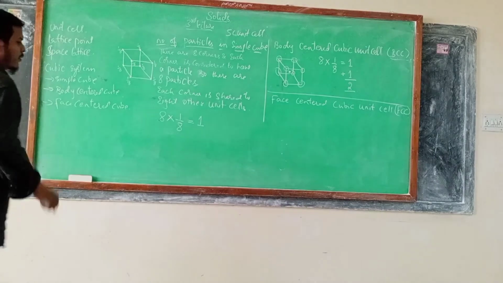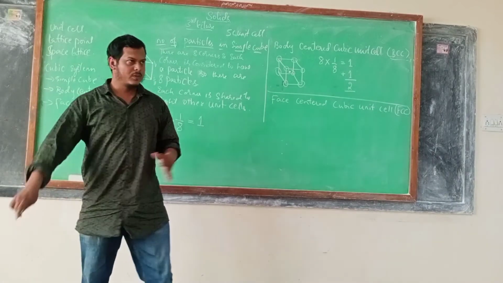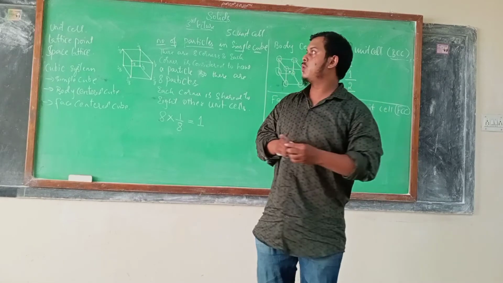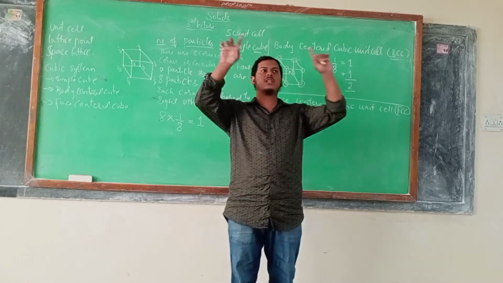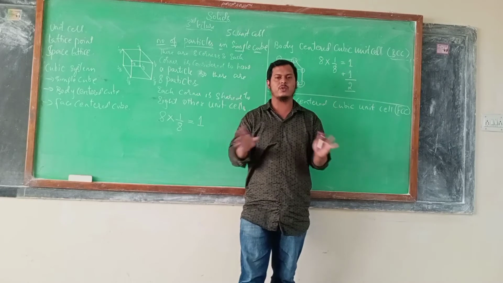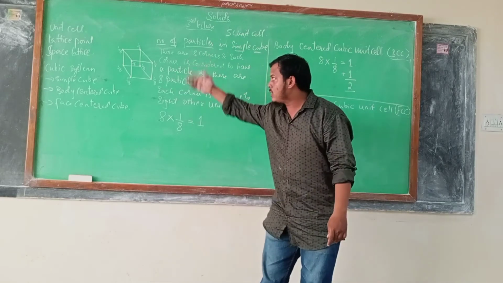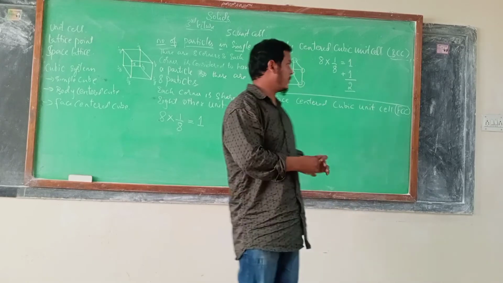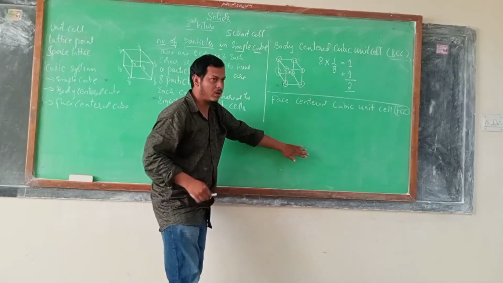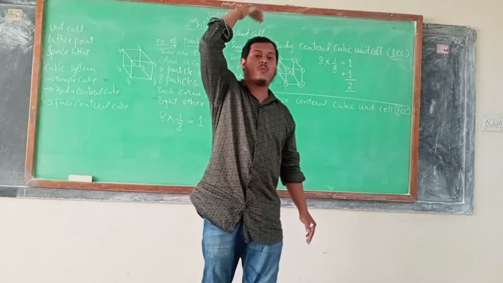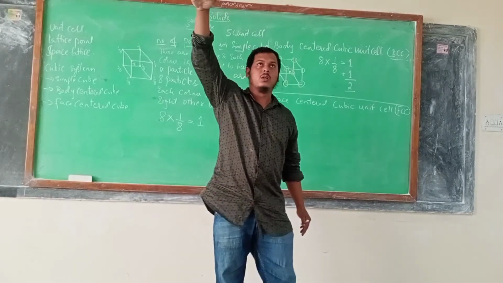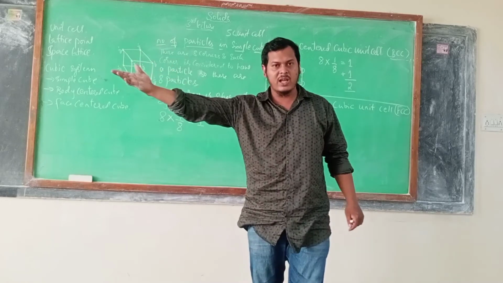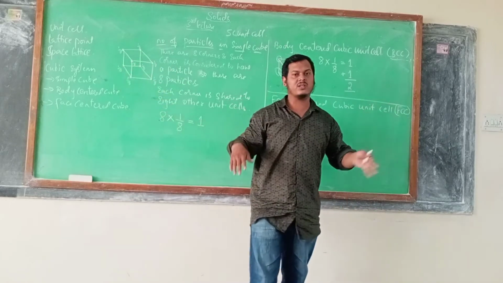Okay, so what is a face-centered cube? First we should learn what a face of the unit cell is. If I consider this complete classroom as a unit cell, then the walls of this classroom are considered faces. Imagine this complete wall is one face. What we have on the top is one face. The floor is one face. On the left side we have one, on the right side we have one.